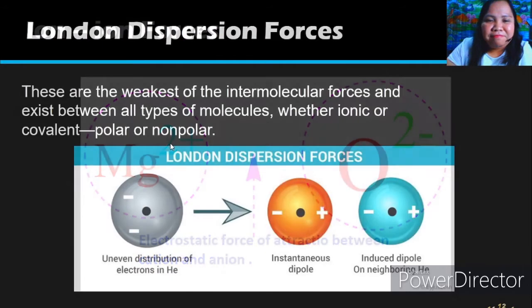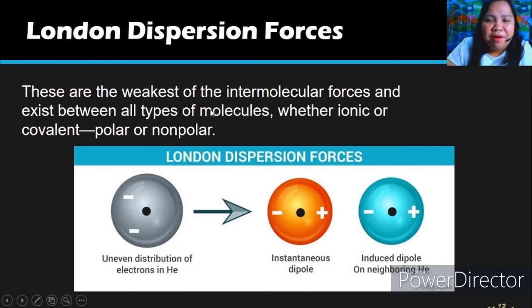Okay. So the last type of intermolecular forces is the London dispersion forces. These are the weakest of the intermolecular forces and exist between all types of molecules, whether ionic or covalent, polar or nonpolar. So what really happens when these London dispersion forces happen?